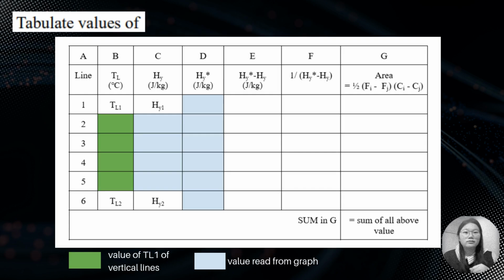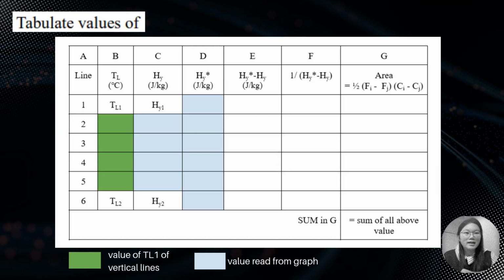Next, we can tabulate the values in this table. For the B column, the green color box is the value we can assume by ourselves by drawing the vertical line from the operating line to the equilibrium line. For columns C and D, the blue color box is the value that we can read from the graph.